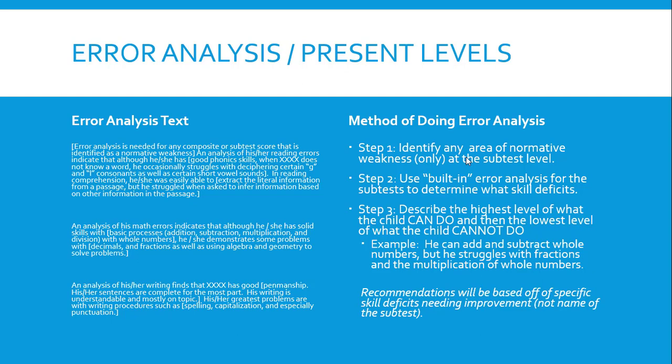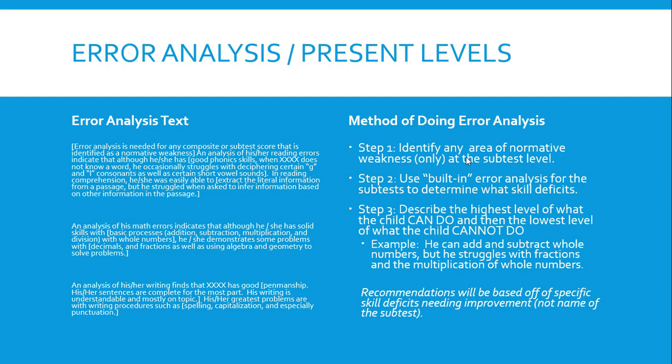If you don't have a normative weakness, don't do the error analysis. That's just how it works. So you may have given a bunch of subtests and none of them had a normative weakness, then you don't have to do error analysis. 2 of them had a normative weakness. Yes, you have to do an error analysis, but only on those 2. 3 had a normative strength. Don't do those. We're only talking about doing error analysis for normative weakness at the subtest level.